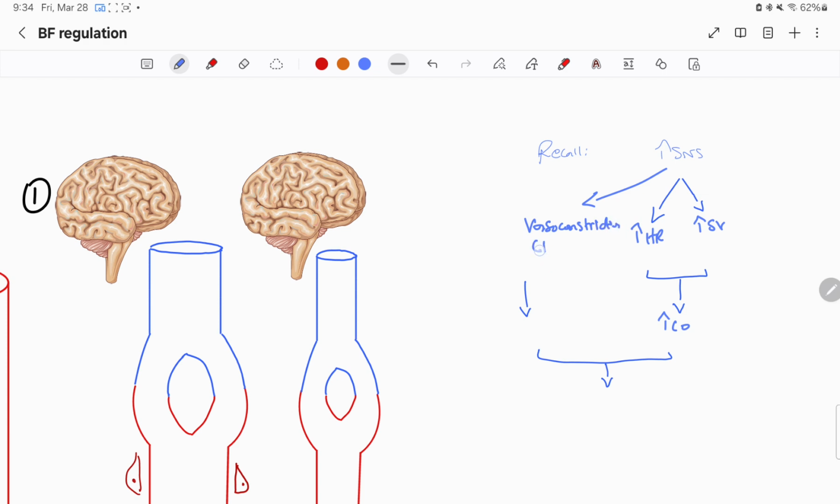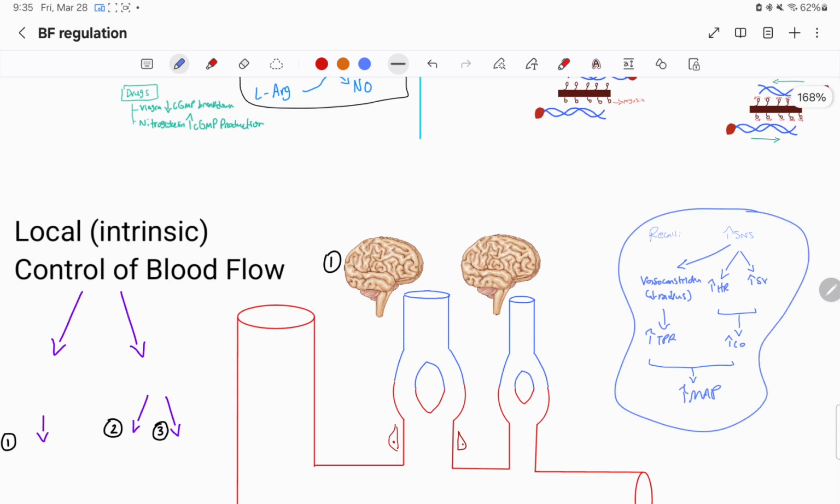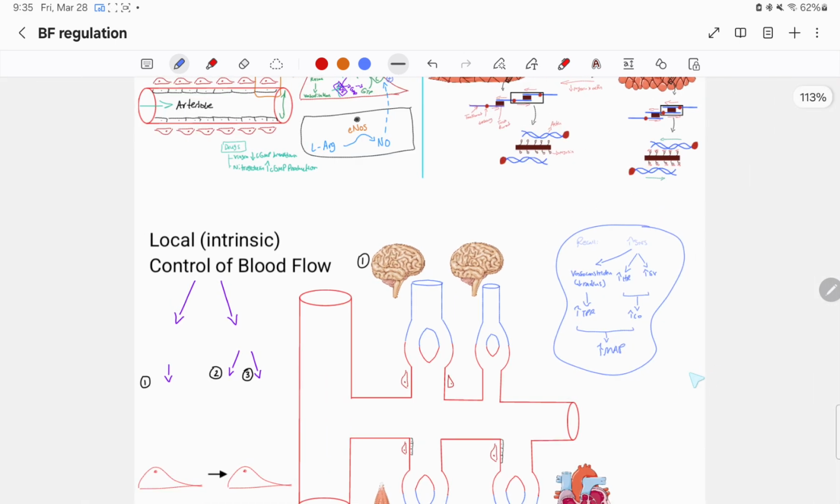And this will lower the radius of the blood vessel, which will increase the total peripheral resistance. And if both of these increase, we are increasing the mean arterial pressure. Now, keep this in mind because we're going to talk about this in the next slide, okay? So I just wanted to remind you of that.